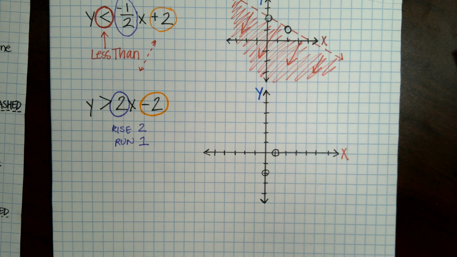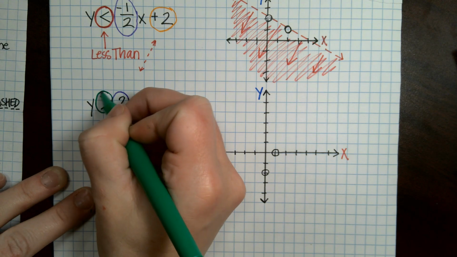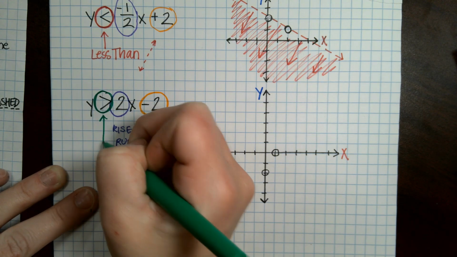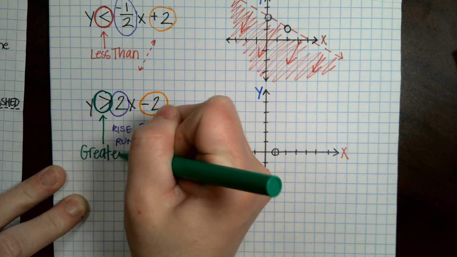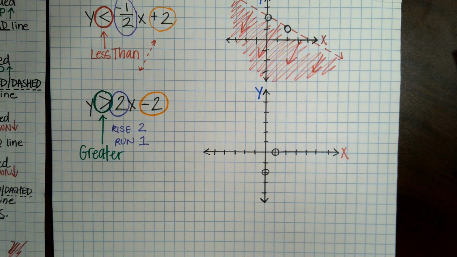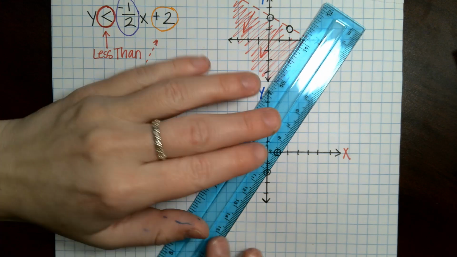Before we connect our points, are we going to have a dotted or dashed line or a solid one? Dashed. Why do you know that it's going to be a dashed line? Yes, because it's not equal to, so we do not include the line. So we're going to make a dotted line right here between these 2 points.